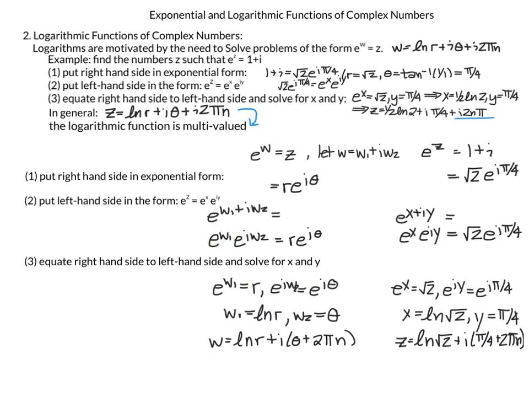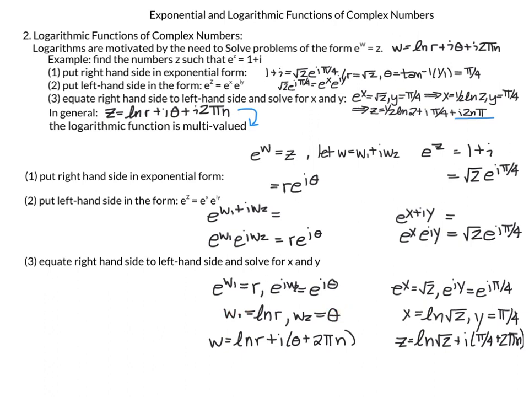So e to the w1 will equal r, and e to the i w2 will equal the e to the i theta portion, which means that w1, now here I can take the natural log of both sides because w1 is a real number, r is a real number. Taking the natural log, I have w1 is equal to the natural log of r. Over here, what this tells me is w2 is equal to theta. This is actually my x and y.